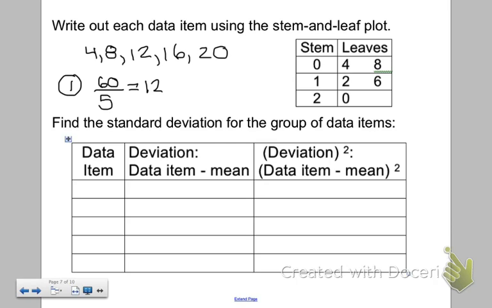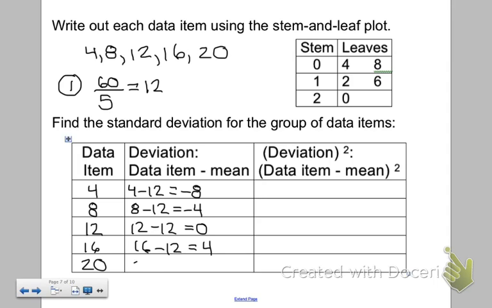Okay. Now again, I'm using a chart here just to assist myself with the flow of standard deviation. So I'm going to list my data items: 4, 8, 12, 16, and 20. Now I'm going to find the difference between the data item and the mean. Okay, so I'm going to do 4 minus 12, which equals negative 8. 8 minus 12, which equals negative 4. 12 minus 12, which is equal to 0. 16 minus 12, which is equal to positive 4. And 20 minus 12, which is equal to 8. Okay, so that was step 2.